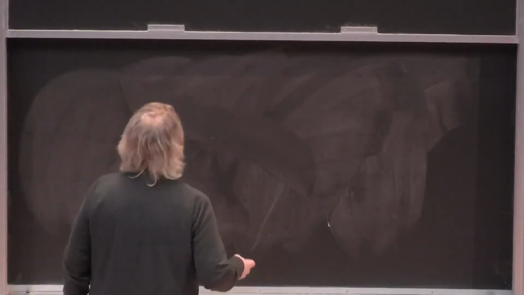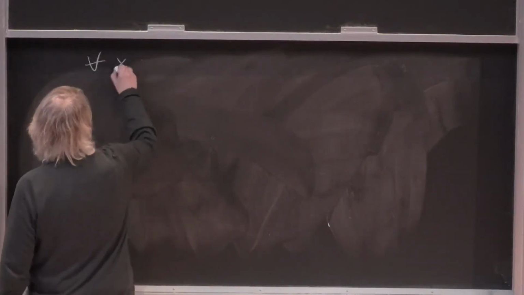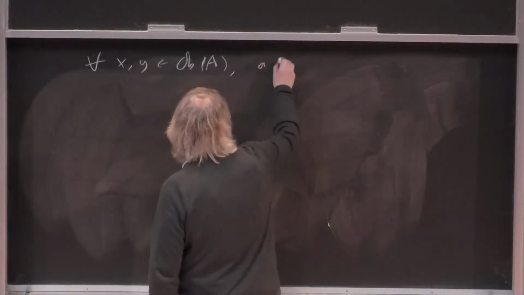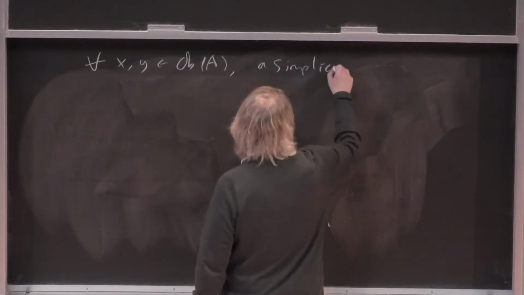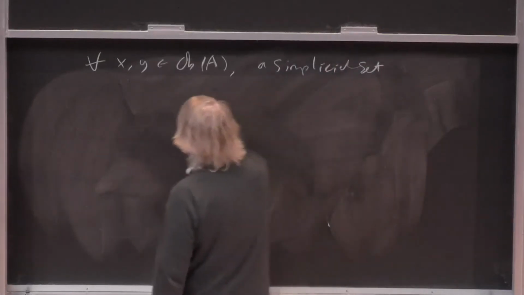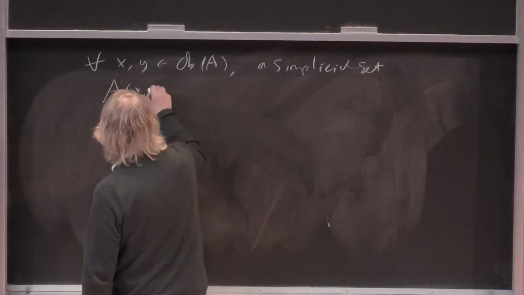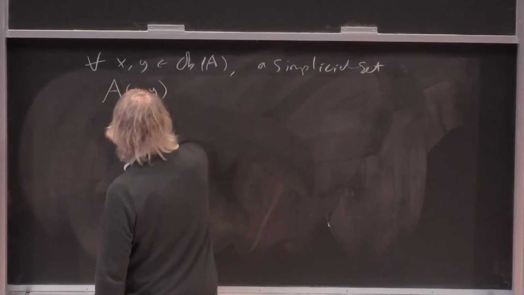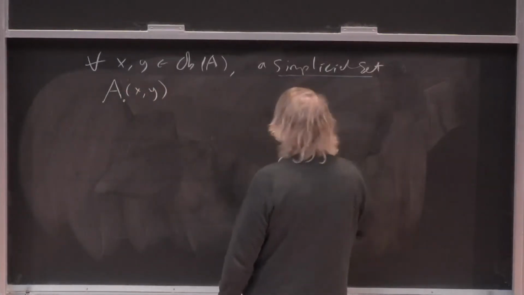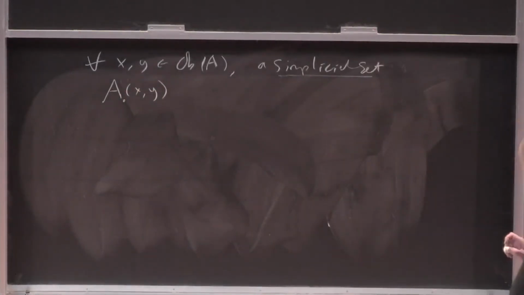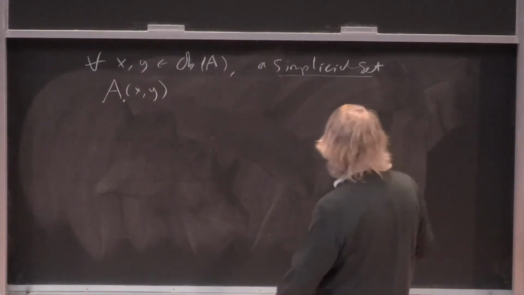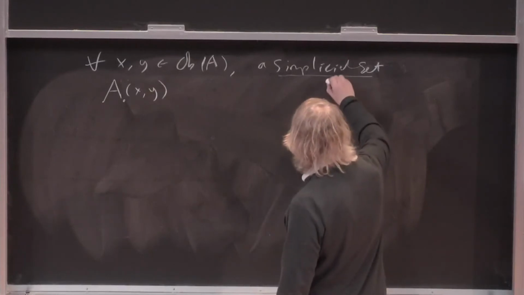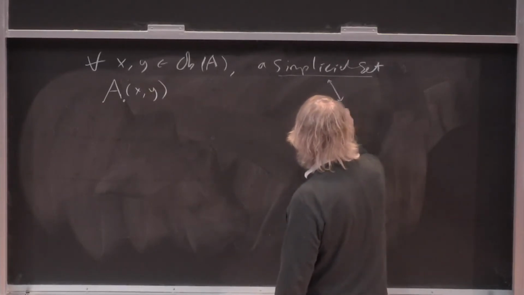So you have a set of objects, and then for any two objects, we have a simplicial set A of xy. Let's call this maybe A dot of xy. So I don't want to get too much into the technicalities of simplicial sets, but the point, especially for us here, is that we should just think this is just a certain kind of space, okay?